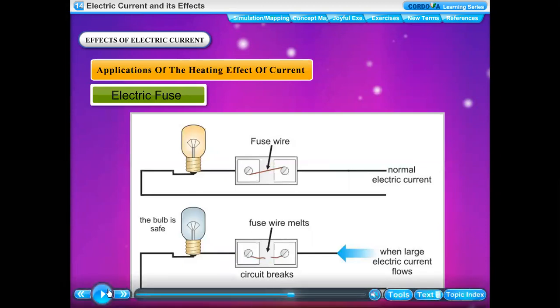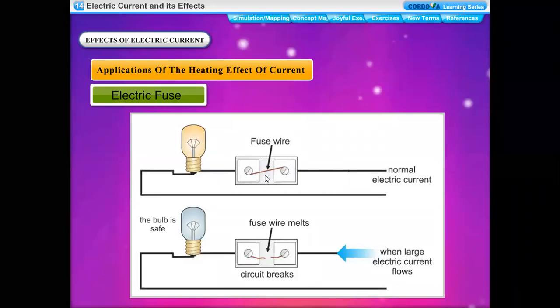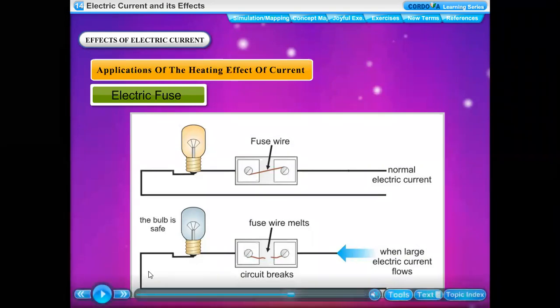Now the fuse wire, a very common thing at our home. Normal electric current is flowing. Whenever the current exceeds its limited value, that means the amount of current will be more, then what will happen? The wire will break and the circuit will be open. Due to this, the current will stop flowing in the circuit and all the electric appliances will stop working. That's why an electric fuse can also be called a safety device.